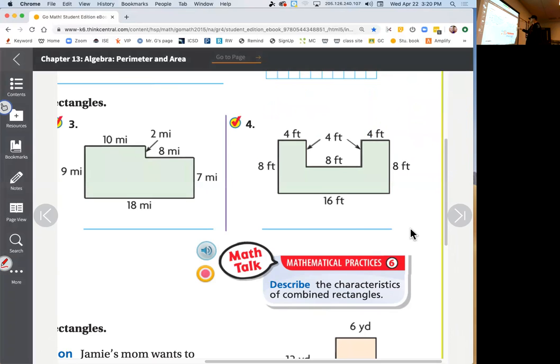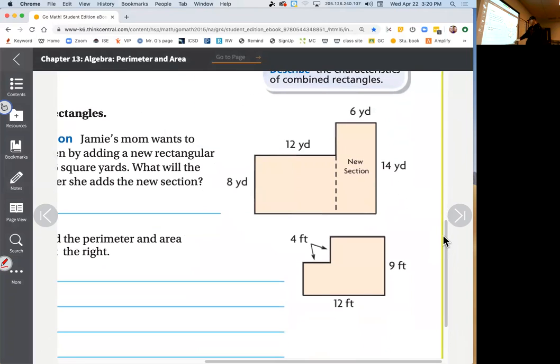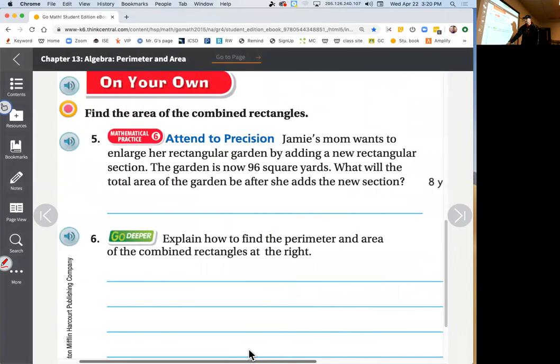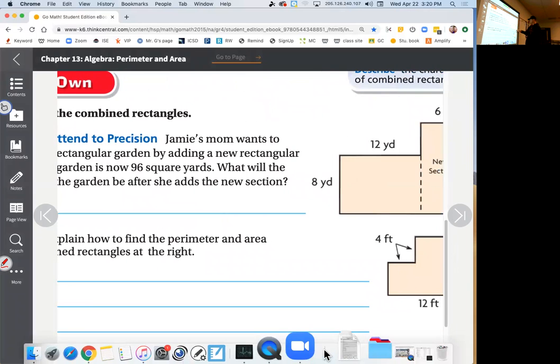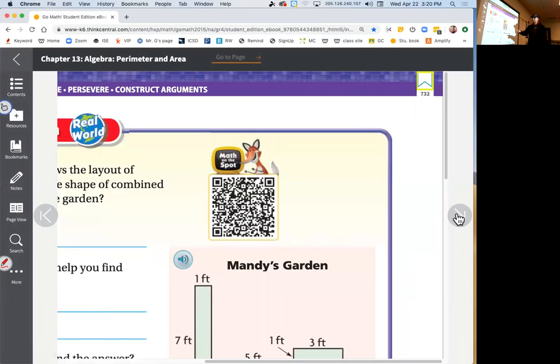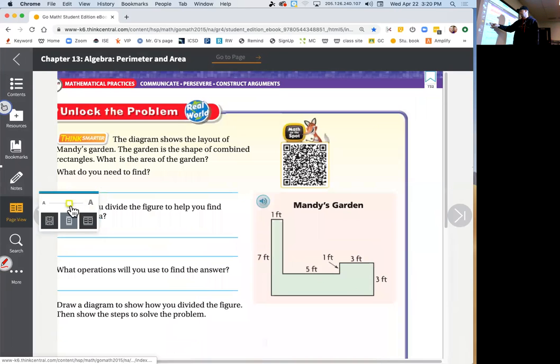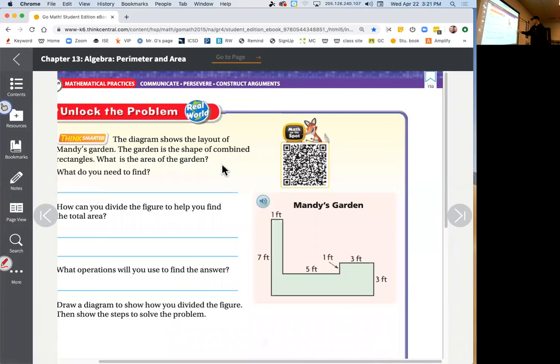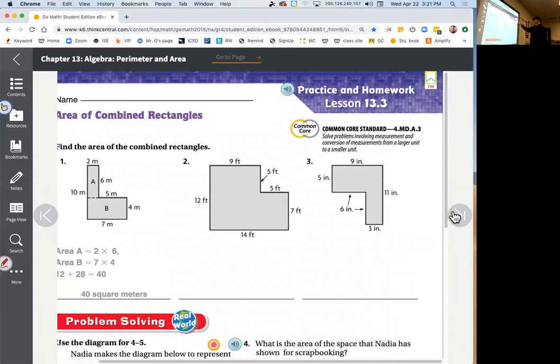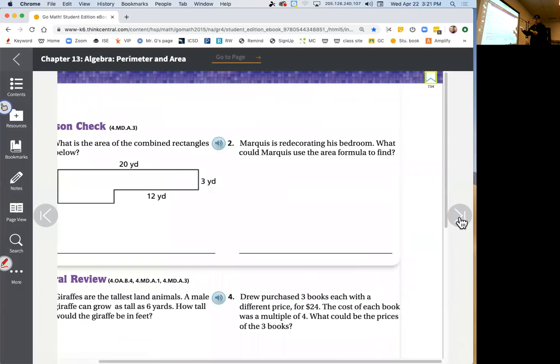So you need to do these now. Work on these, 5 and 6. Let's zoom back out a little bit. This would be a good page to do if you wanted to, good practice. And then you need to do 13.3, and this is on page 731. Oh, this is 733. So you need to finish 731. You need to do 733 and 734, with 732 if you want for extra practice work.